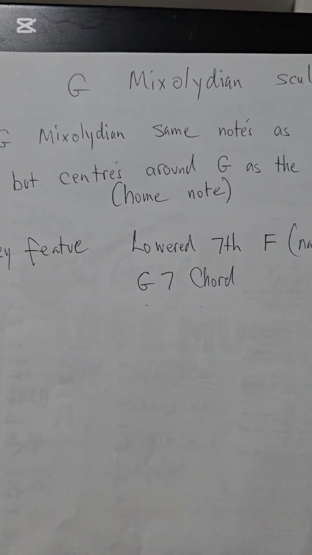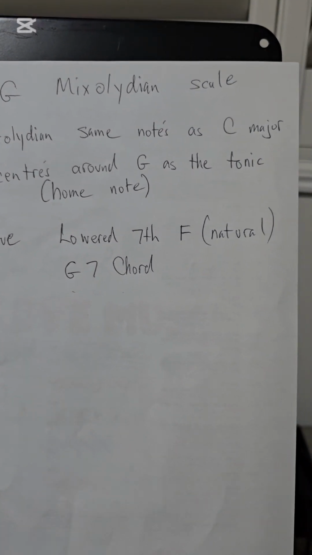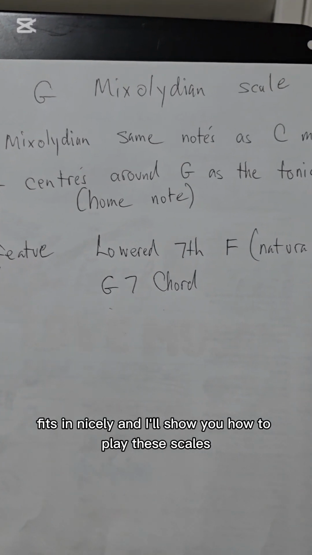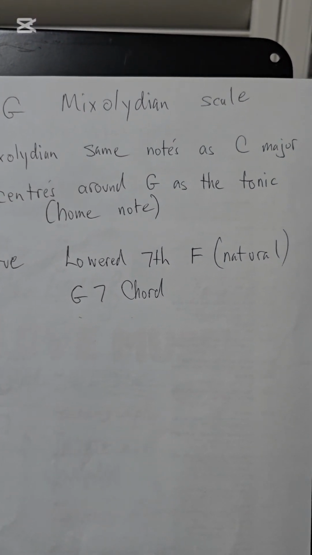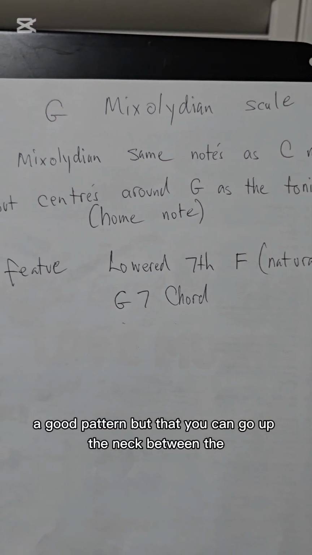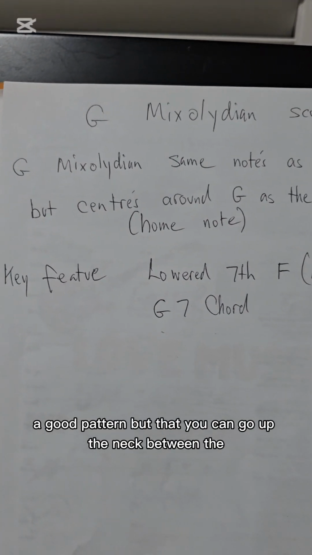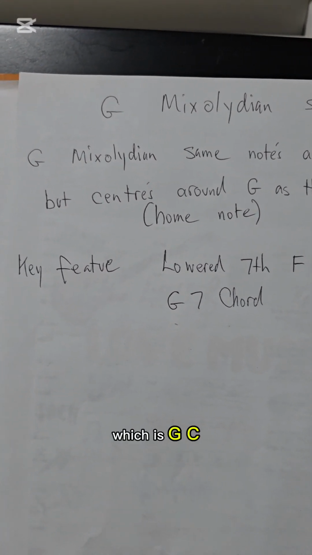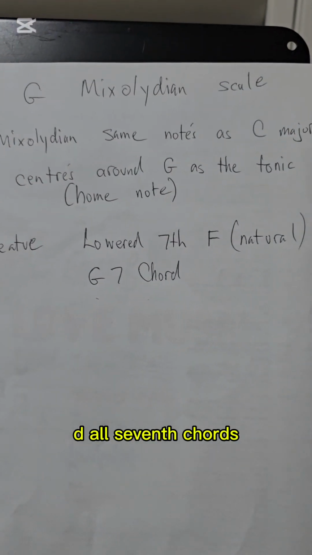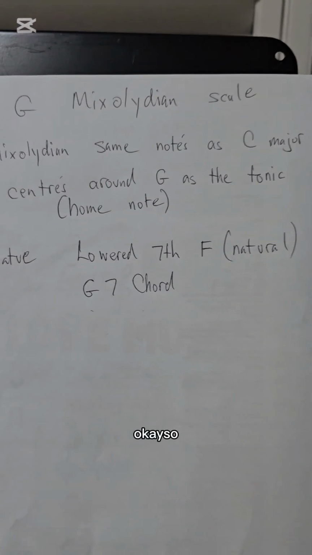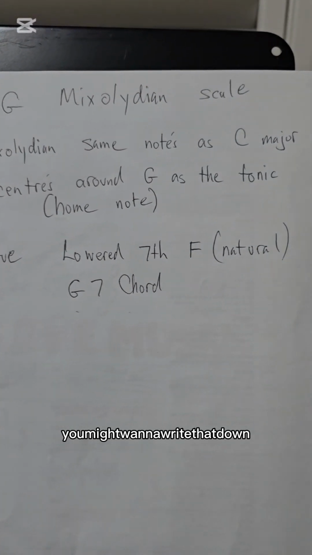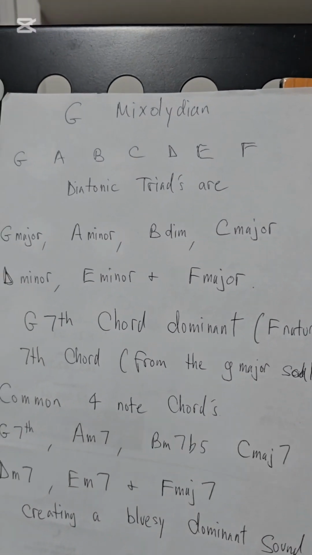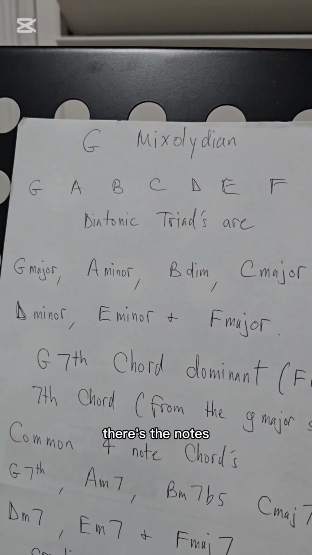So a G seventh chord fits in nicely, and I'll show you how to play these scales, a good pattern that you can move up the neck when you are going 1, 4, 5, which is G, C, D, all seventh chords. Okay, so you might want to write that down. It's a good reference. And just some more information here. There's the notes.